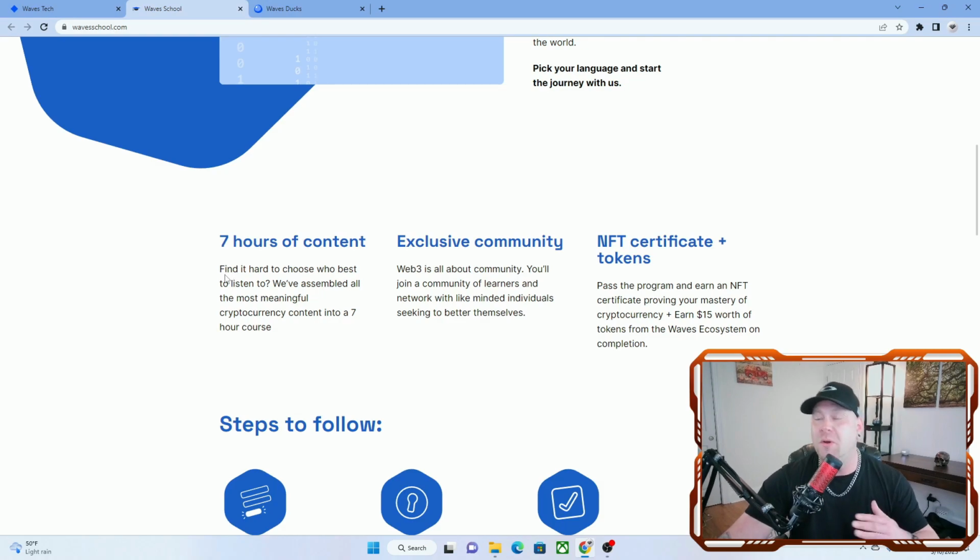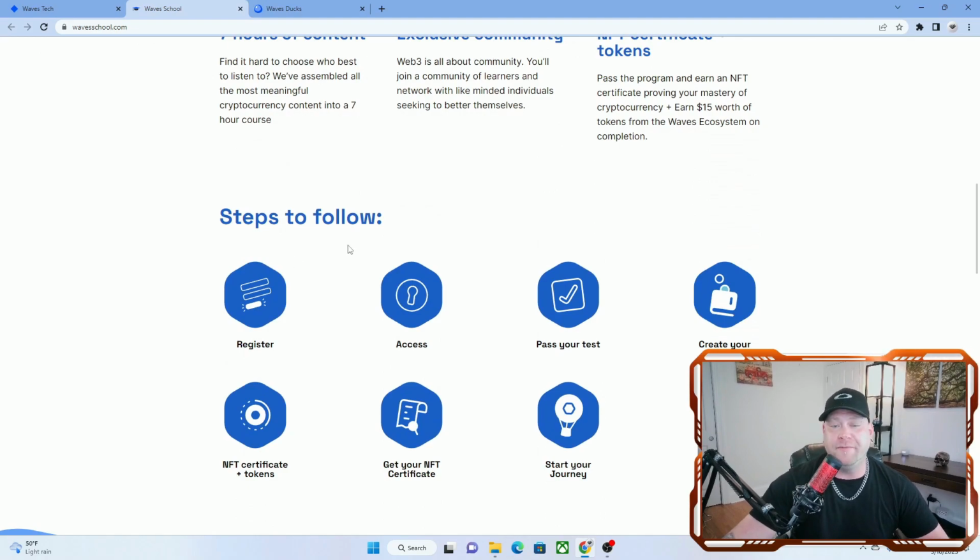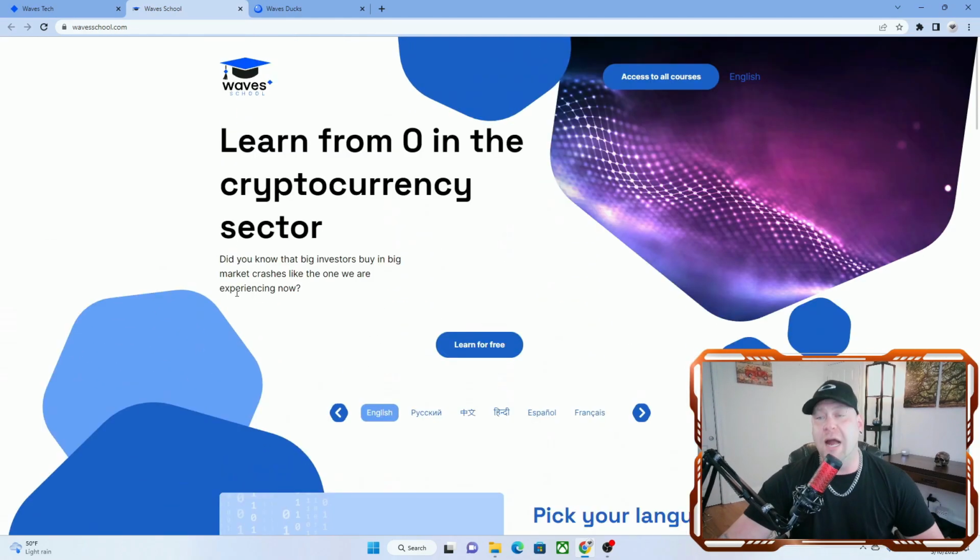I'm not saying when, I don't know exactly when, but I know the bull market's about due in the next coming year. And it already gives you the steps to follow right there. You register, you access, you pass the test, you create your wallet, you get your NFT certificate and tokens, and then you start your journey with Waves. I really love how they set that up.